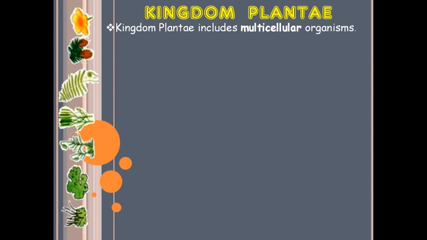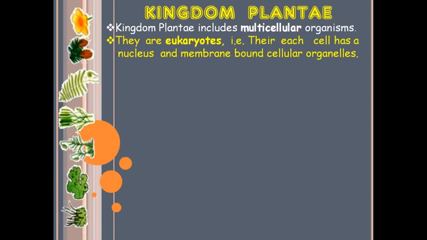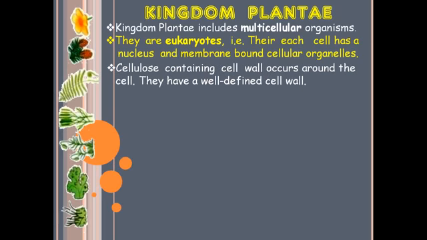Kingdom Plantae includes multicellular organisms, that means the organisms which are made up of more than one cell. They are eukaryotes. Till now we have come to know what is prokaryotes and eukaryotes. Eukaryote means, once again, they have got a well-defined nucleus and membrane-bound organelles in their cells. Cellulose containing cell wall occurs around the cell. They have a well-defined cell wall. If you see the plant cell, they have got an additional feature, that is cell wall, which is made up of cellulose.